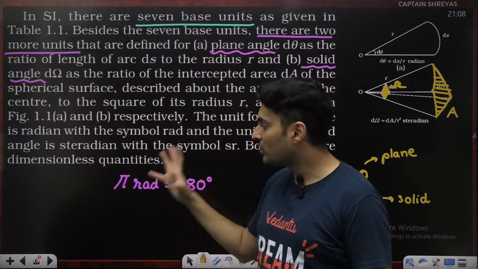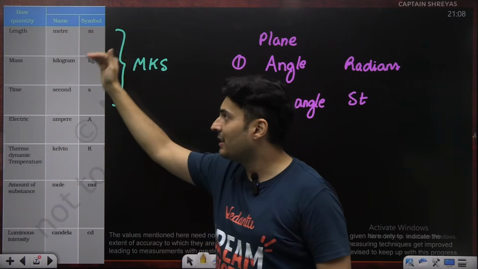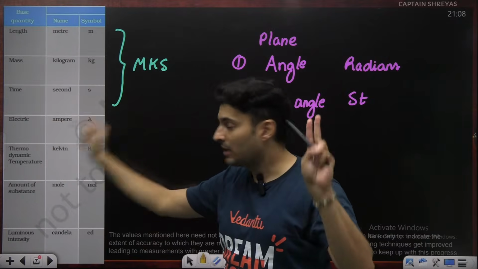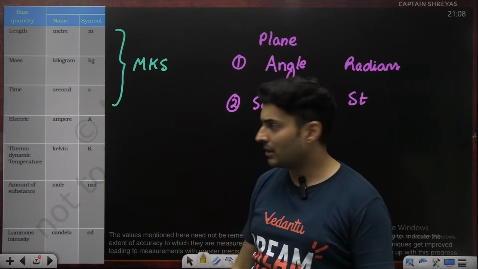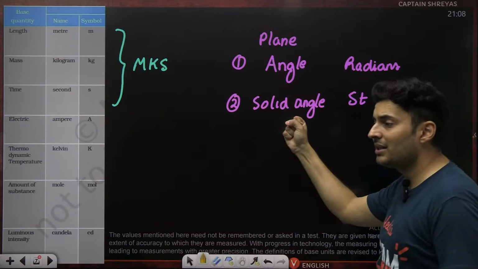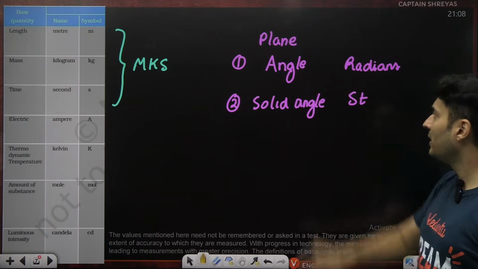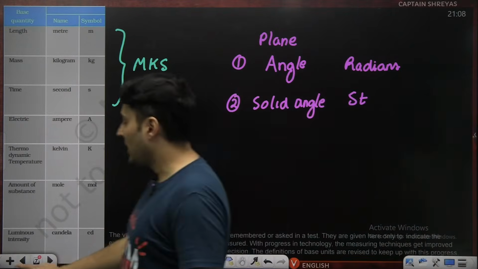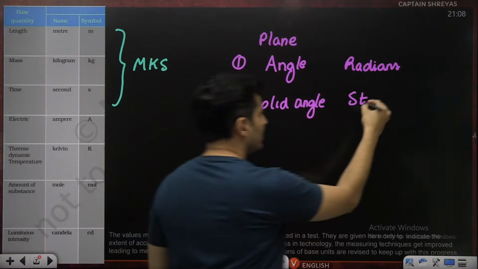the SI system. The SI system has 7 fundamental quantities: length, mass, time, current, temperature, amount, and luminous intensity. There are 2 more auxiliary units, angle and solid angle. Angle is measured in radian and solid angle is measured in steradian.